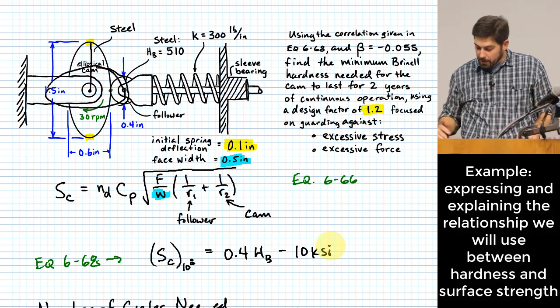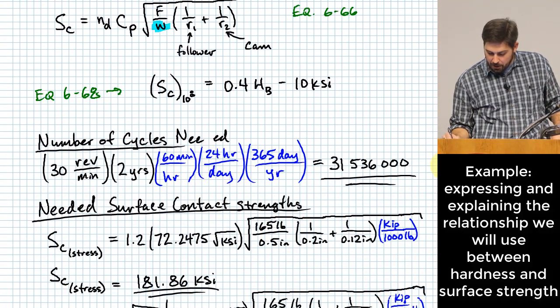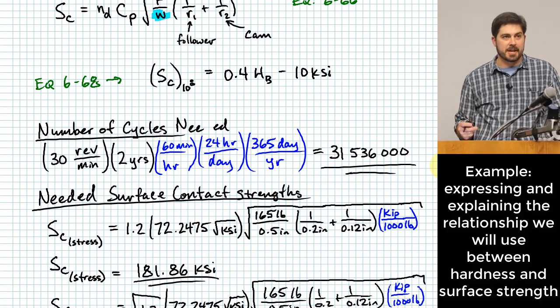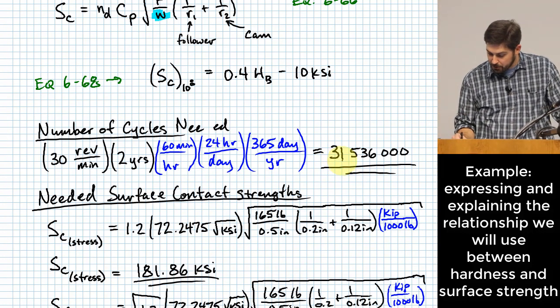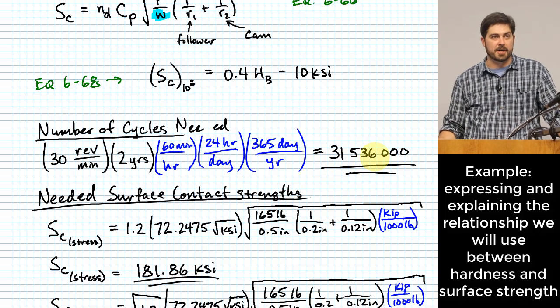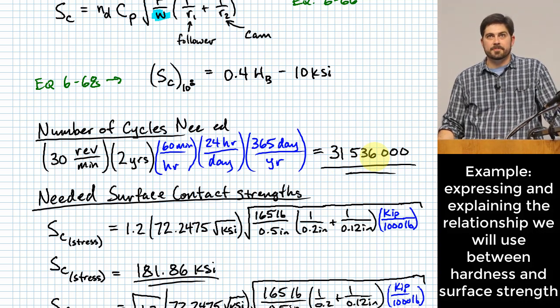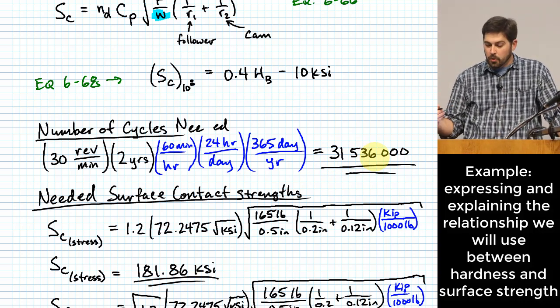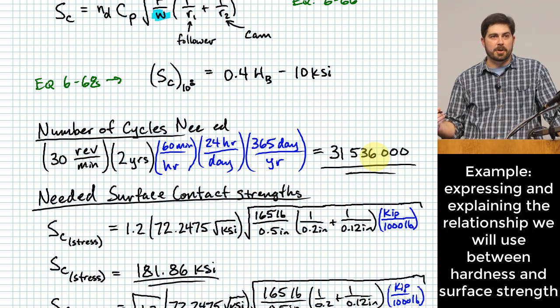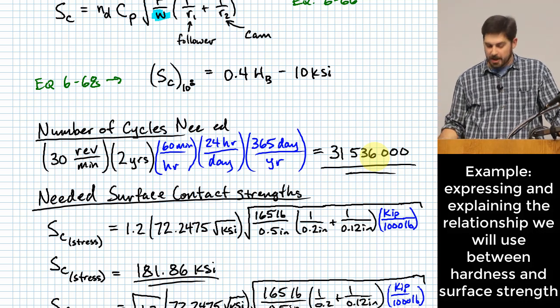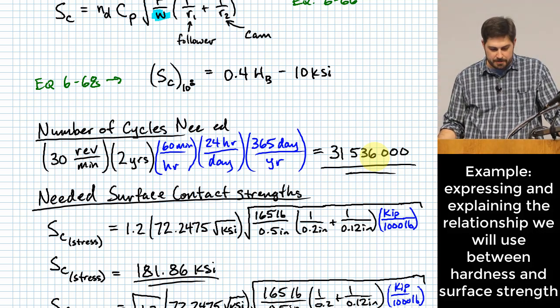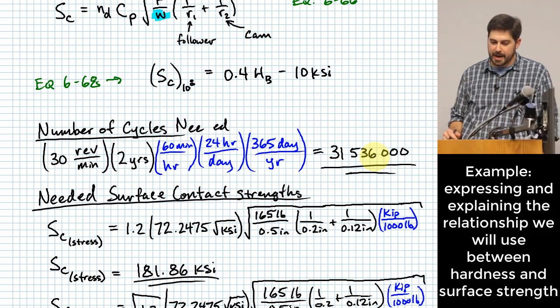Okay. The problem for us is we don't need this for 10 to the 8th cycles. We need it for 31,536,000 cycles. And so that changes what our needed value is for our Brinell hardness, because we may not need it for the same number of cycles. Well, so how do we do that?